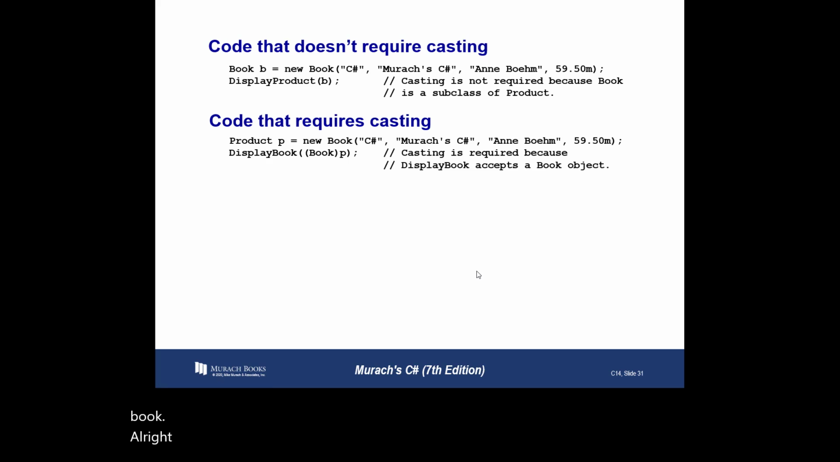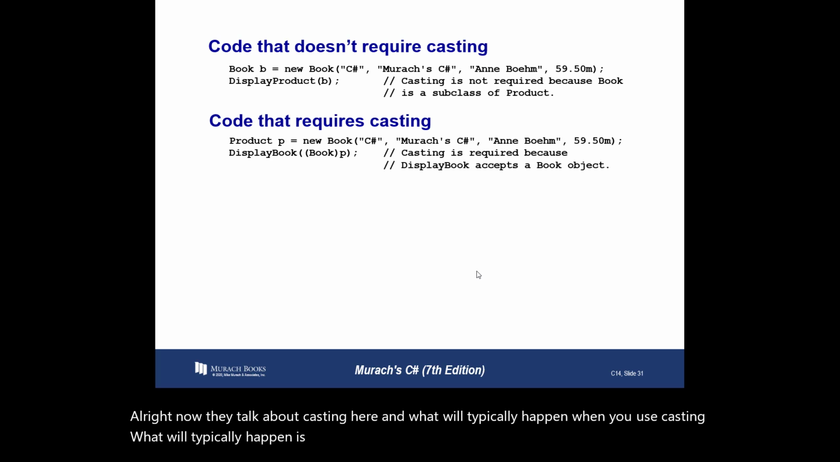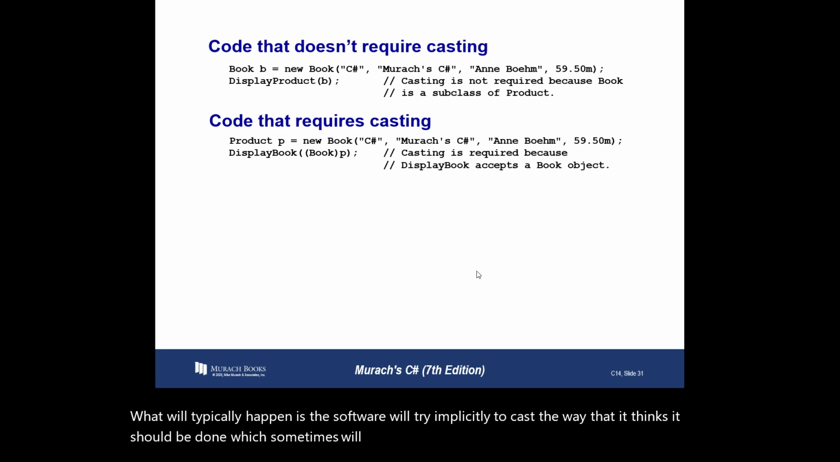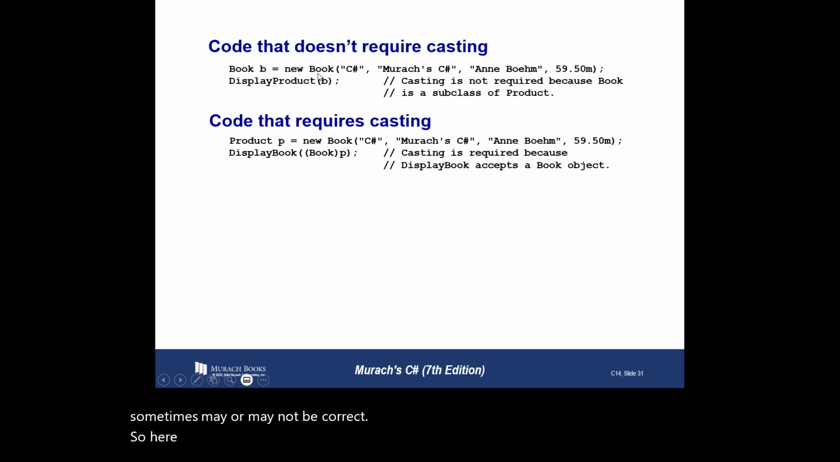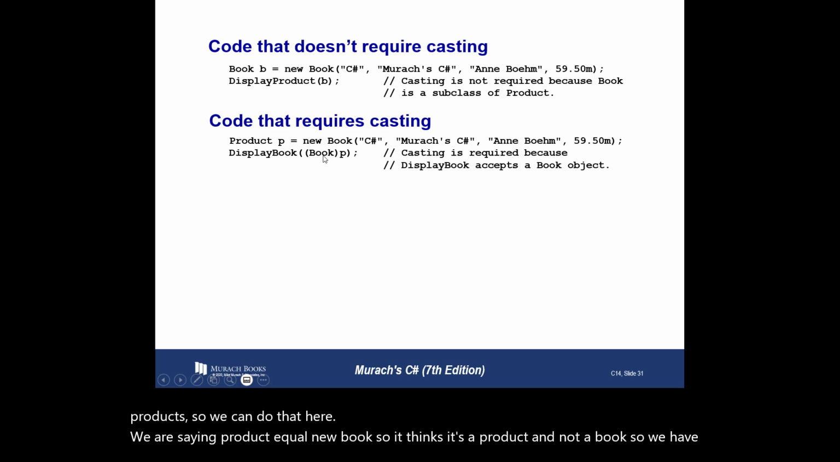Now they talk about casting here, and what will typically happen when you use casting is the software will try implicitly to cast the way that it thinks it should be done, which quite often will be correct, but sometimes may or may not be correct. So here we're creating a new book, and we're saying display product, and we're passing it with a B. A book is a subclass of product, so we can do that. Here, we are saying product equal new book. So it thinks it's a product and not a book, so we have to cast that as type book.